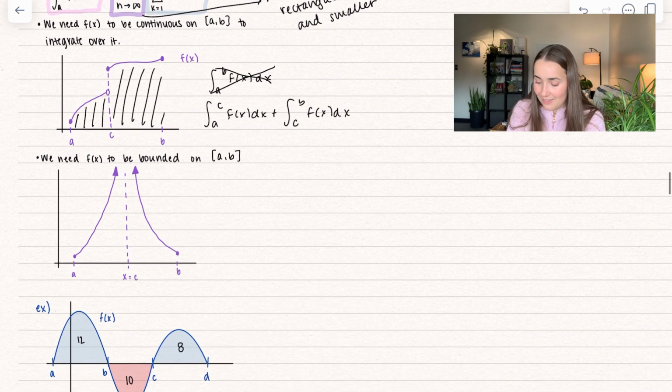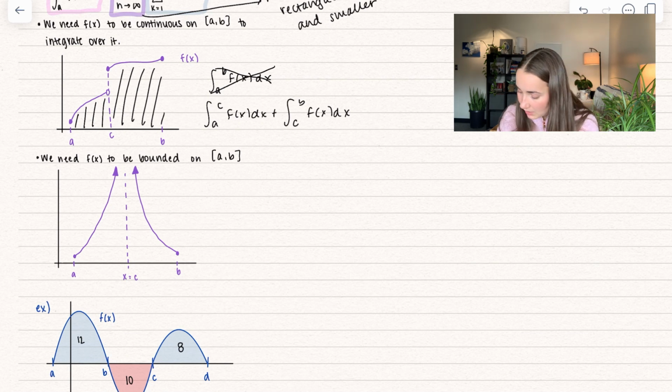We also need that f has to be bounded on the interval. So here we have an example of a vertical asymptote. And the reason that we need it to be bounded is because this up here is going to have infinite area. It's never going to stop, and that we cannot have, right? And so this one we would not be able to integrate. So it has to be bounded as well.